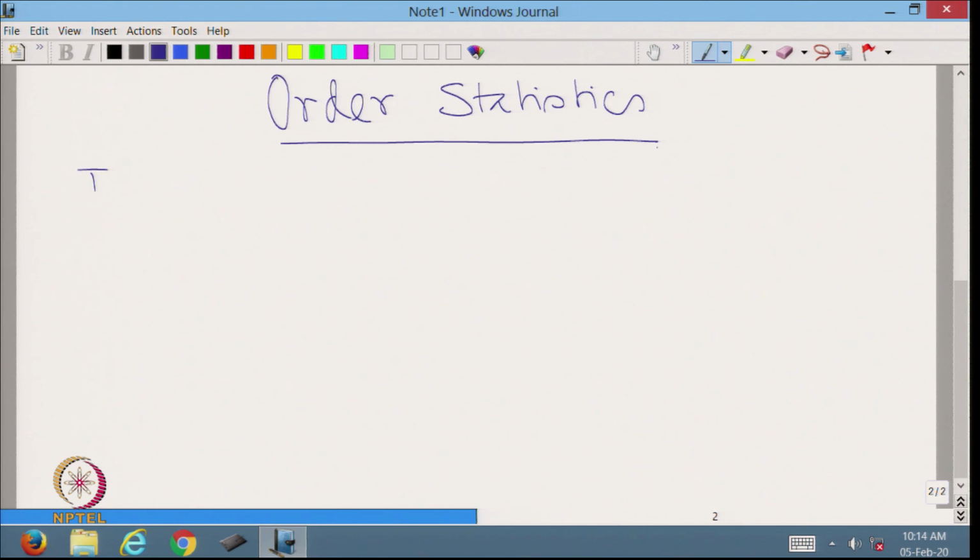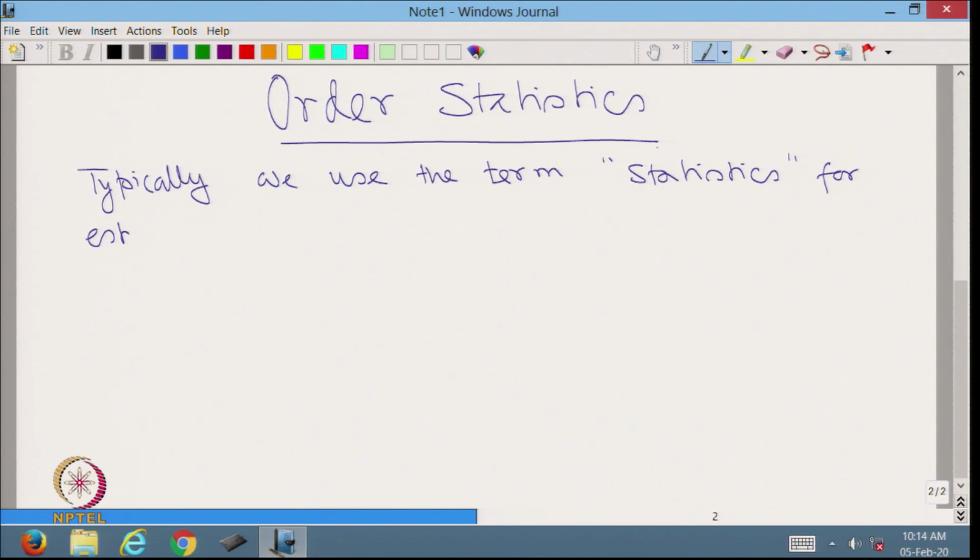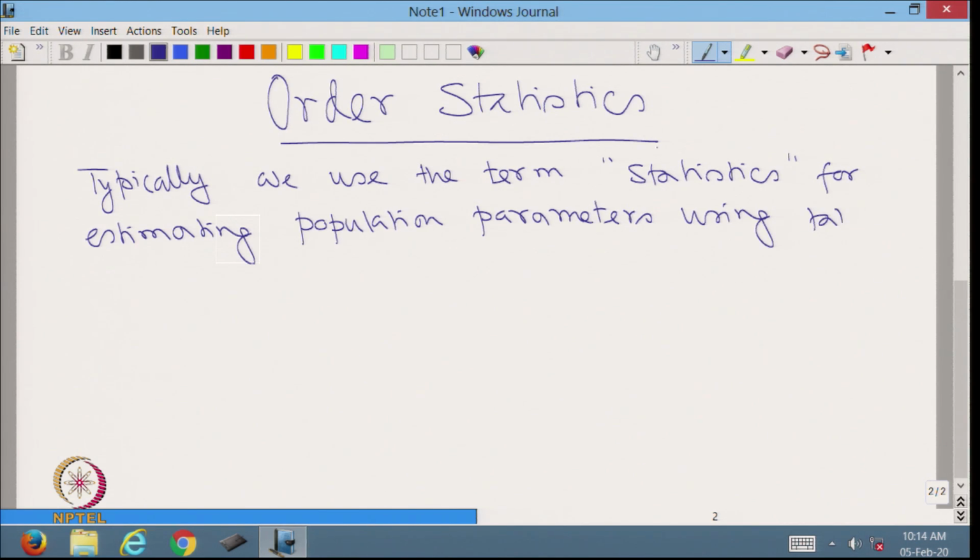Typically, we use the term statistics for estimating population parameters using, taking a sample from the population.